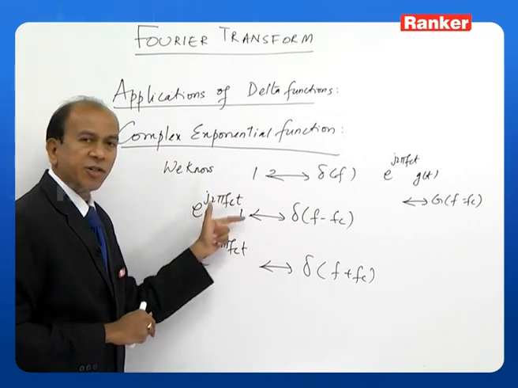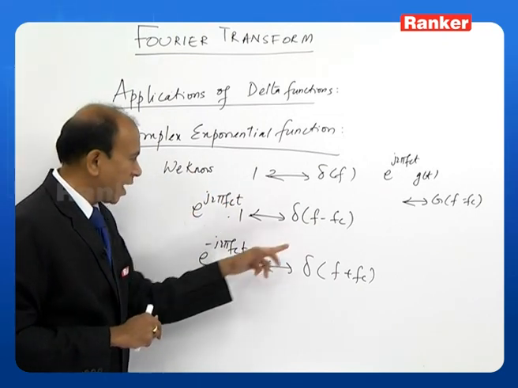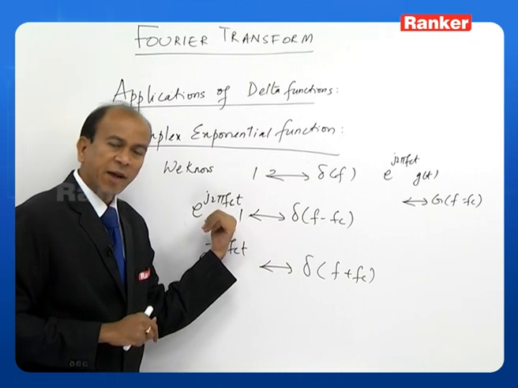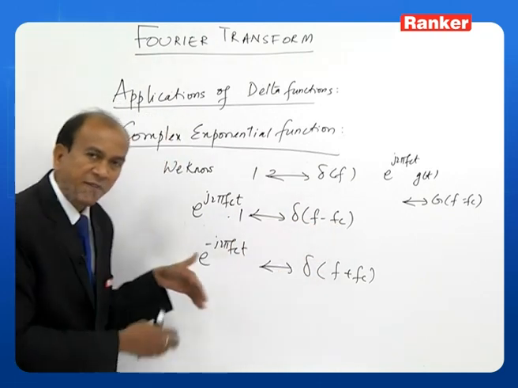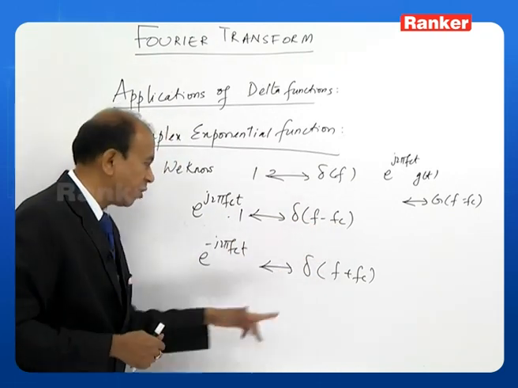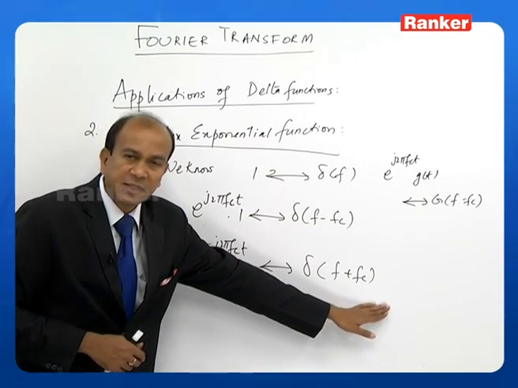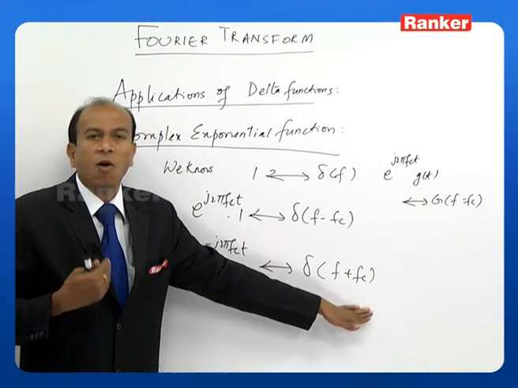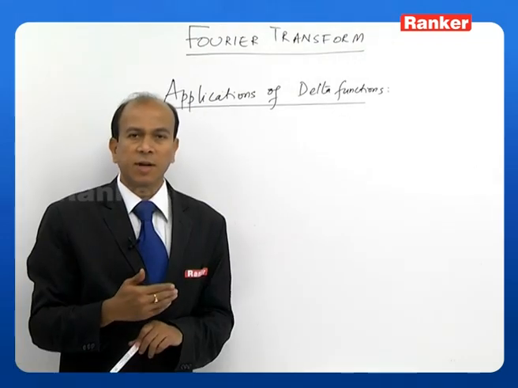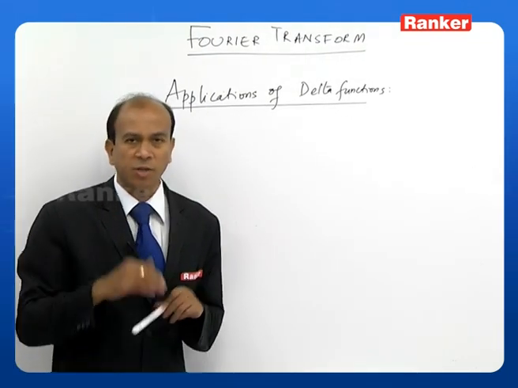That means a complex exponential function's Fourier transform will be a delta function existing at that particular frequency given by the exponential component here. So, if it is e to the power of j2 pi fct, it will be delta of f minus fc, and if it is e to the power of minus j2 pi fct, it will be delta of f plus fc. So, this is the second application of your delta function. Now, let us look at the third application, that is about a sinusoidal function.